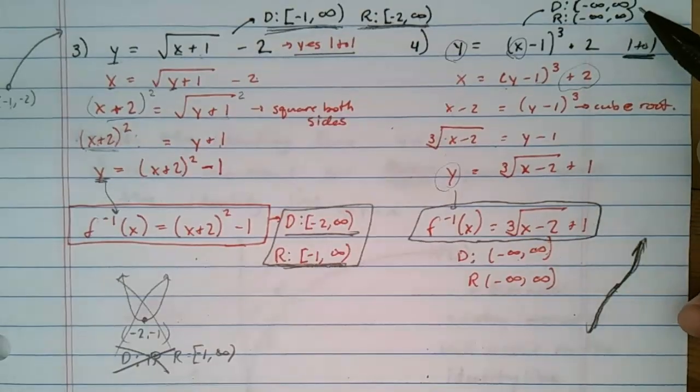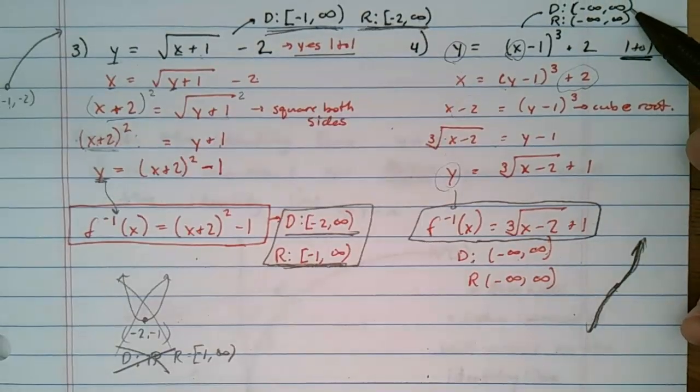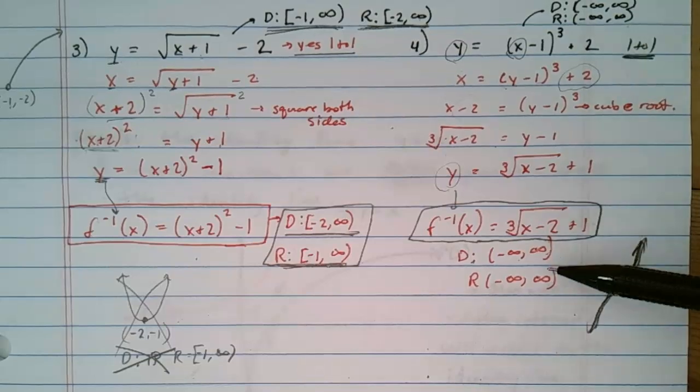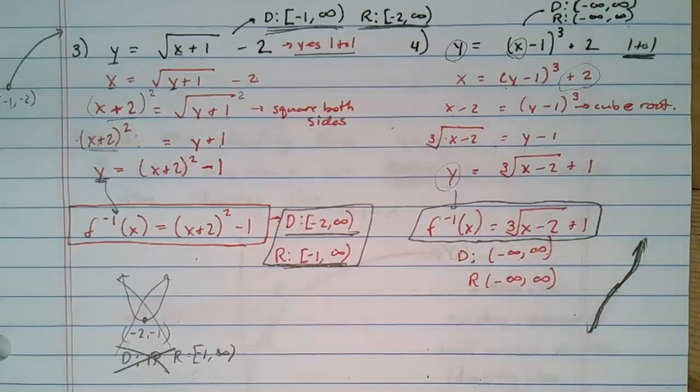The domain of the original function was all real numbers. The range of the original function was all real numbers. Swap those two, and that's the domain and the range for the inverse. So folks, that is inverse functions. Make sure you're able to find an inverse function. Make sure you know what a one-to-one function is. Make sure you can find the domain and range. That's where we'll leave off today. We'll pick up there next class.